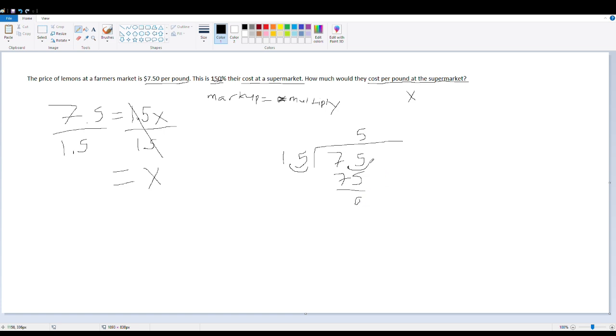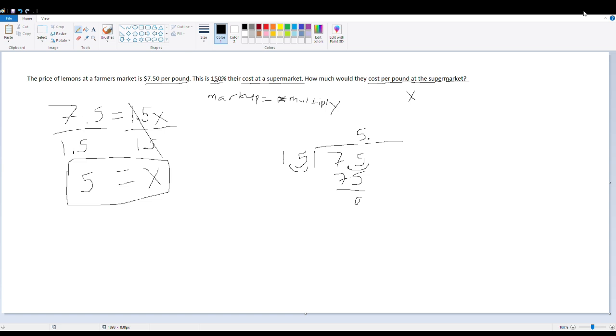But now you're wondering, what about the decimal points? Well, you see, it's right here. If we were to not shift them over, technically the decimal point would have been somewhere over here. But we shifted them over, then boom. There we go. So which means at the supermarket, they would cost $5 per pound. And what I typically like to do is just box in my answer.